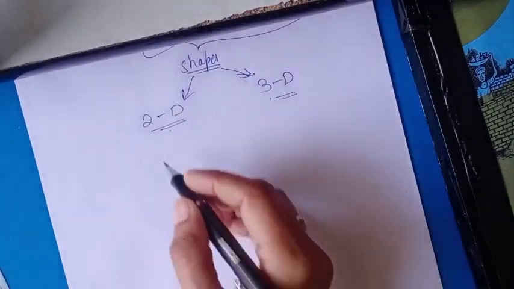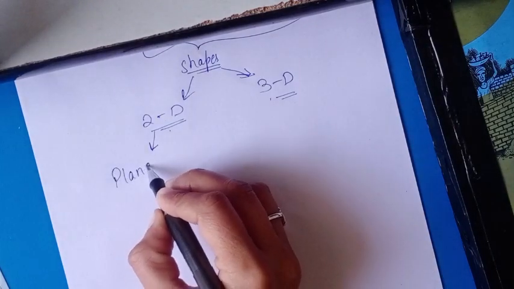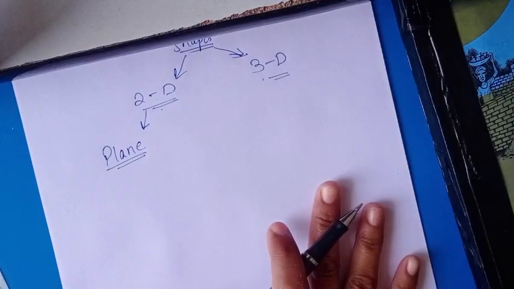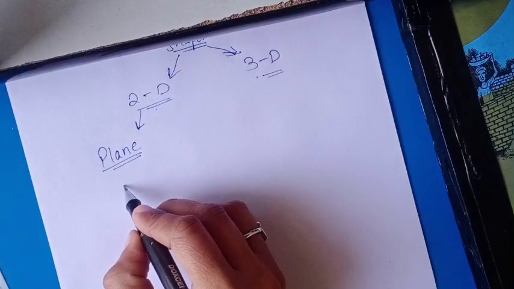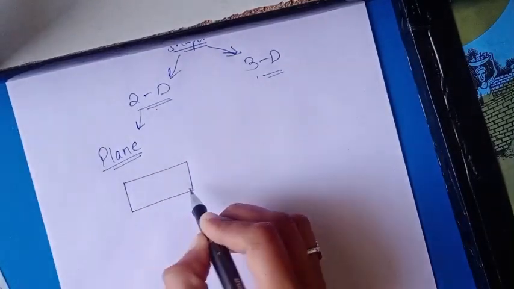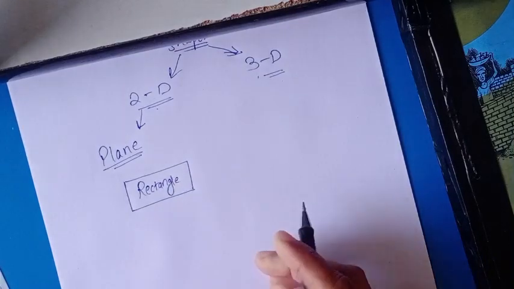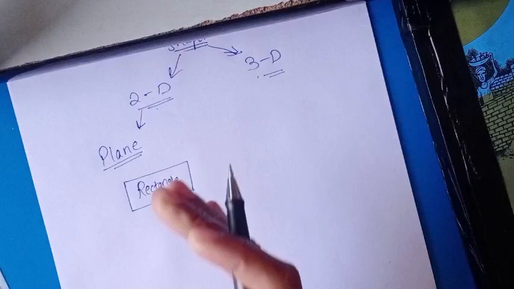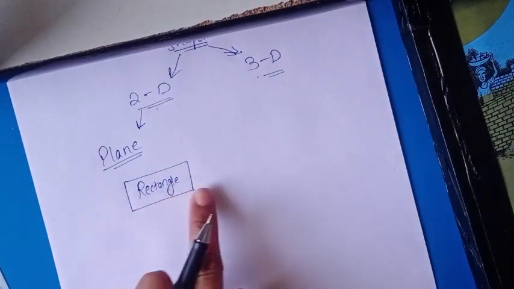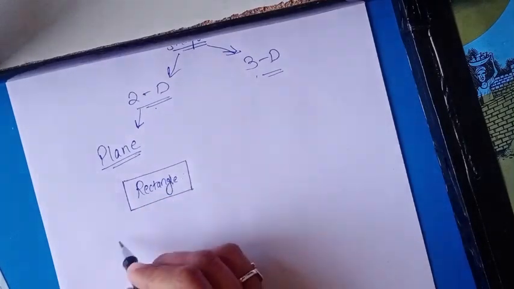2D shapes are those which we can draw on a plane. For example, this paper is 2D. For example, we draw a rectangle. This is a rectangle. Can you see the height of this rectangle? We cannot see it, because this figure has no height.